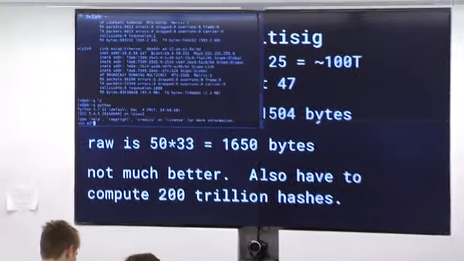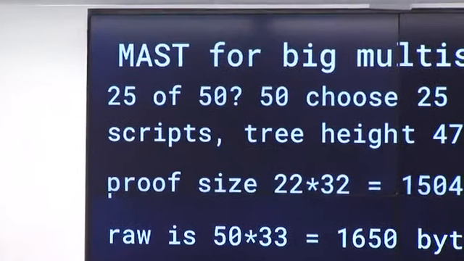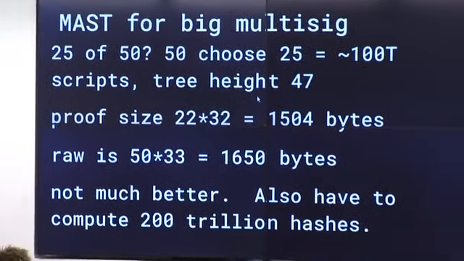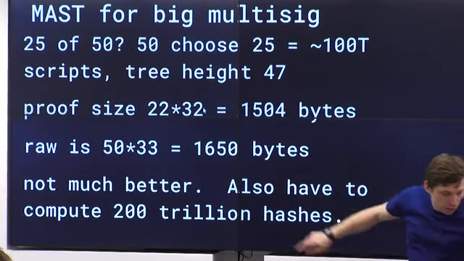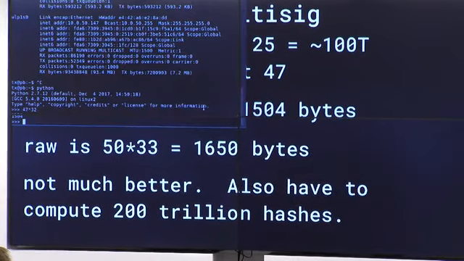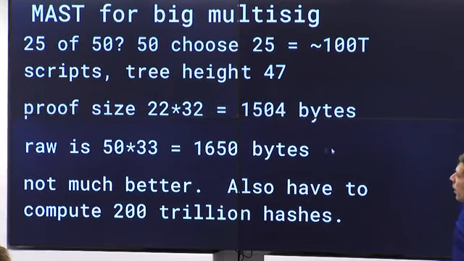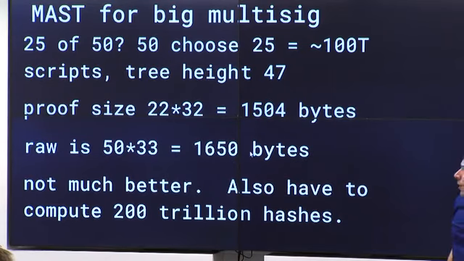47 by 32 is 1504. Okay, sorry, I just put 20. For some reason I had 22 there. Sorry, I'll fix that. But that is correct. Yeah, 1504. So 1.5K, whereas the raw would still be 1,650. These are about the same. This is not a great space savings, right? Your proofs are huge. In fact, I would say it's not only not much better, it's worse, right?